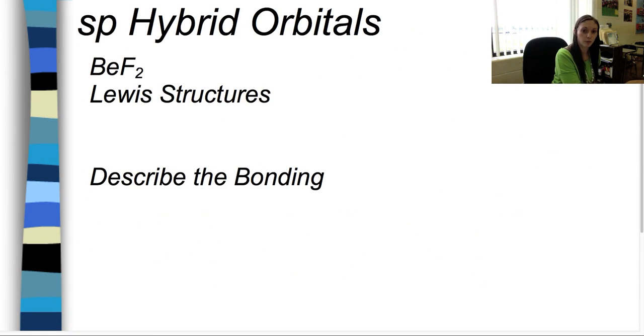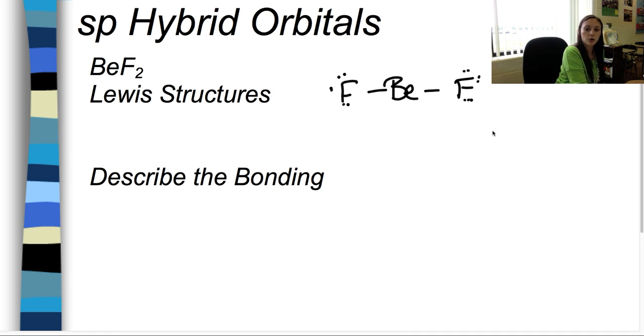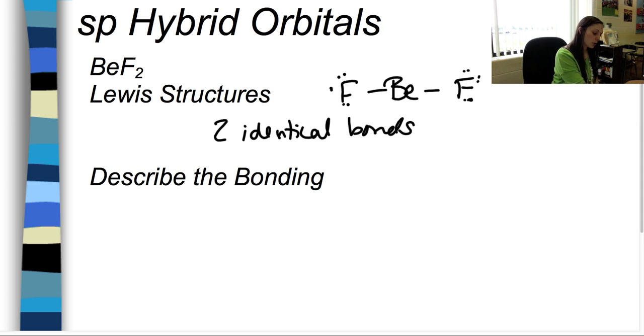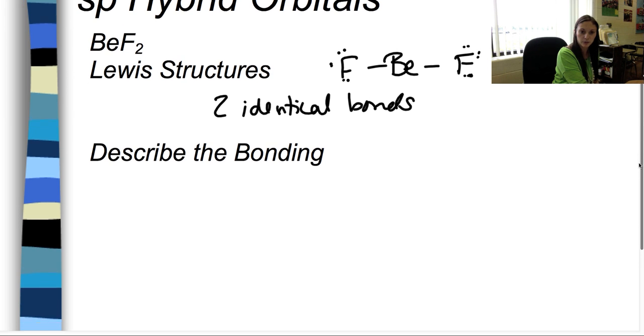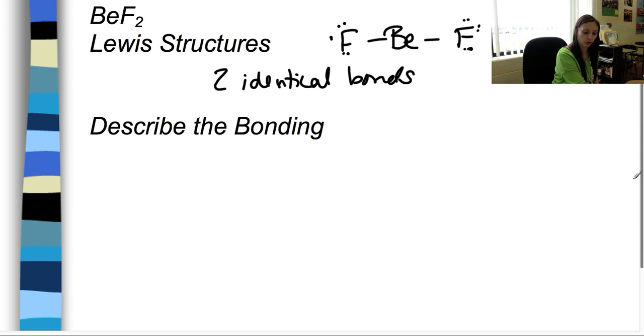So let's look at an example. We're going to start off with BeF2. We're going to draw the Lewis structure for BeF2, and then we're going to look at the bonding. We have beryllium in the middle, 2 fluorines, and all the fluorines have the little electrons around the outside. So we should have 2 identical bonds, 1 to each fluorine. So we're going to look at the bonding for F and the bonding for Be, and we're going to explain these hybrid orbitals.